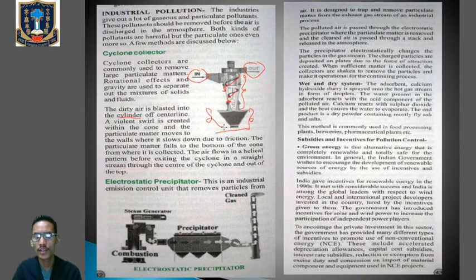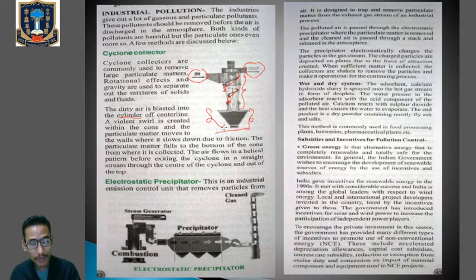So the air flows in a helical pattern before exiting the cyclone in a straight stream through the center of the cyclone and out of the top. So simple. Cyclone collectors are mainly used to remove the large particulate matter present in the air. It works on the principle of centrifugal force or rotational movement.